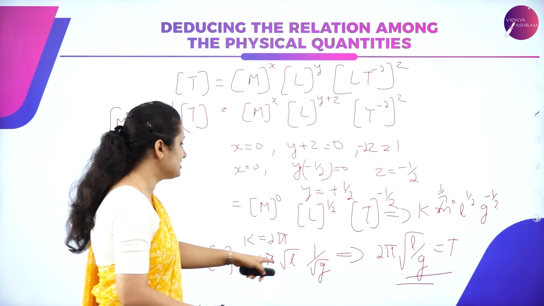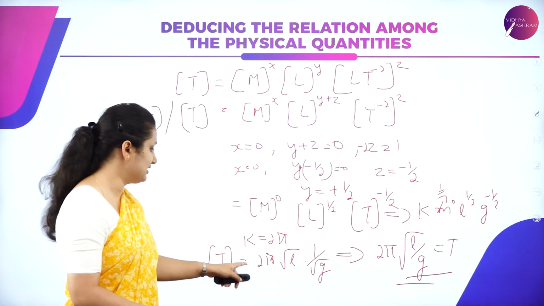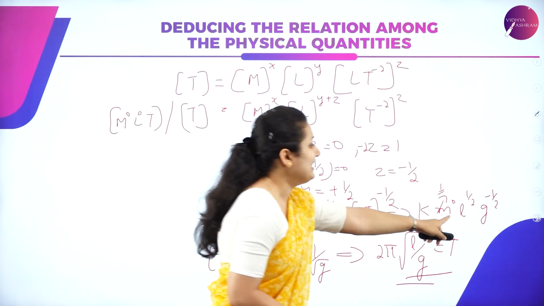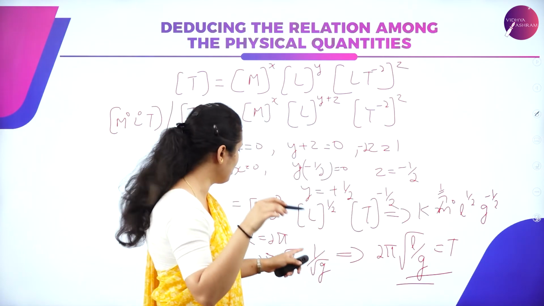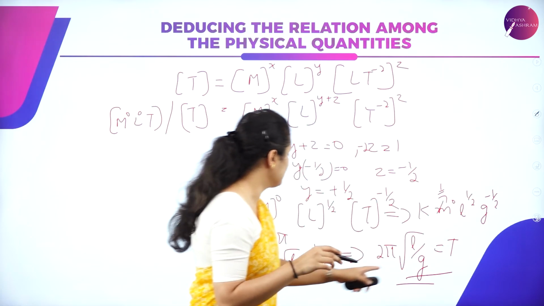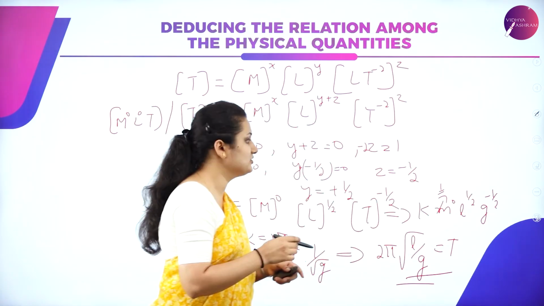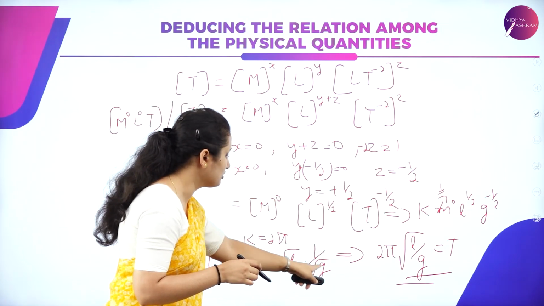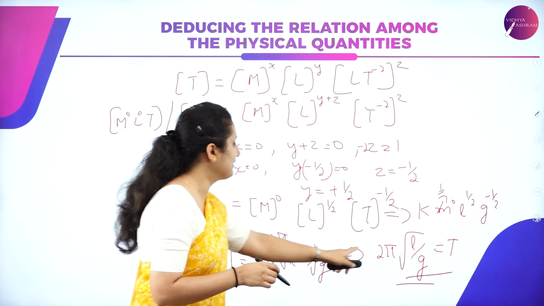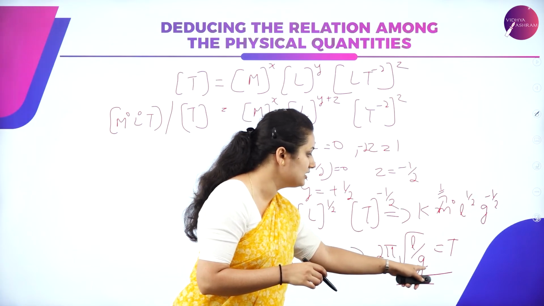So K is here a constant, which from experiment has value 2 pi, and L to the power half is nothing but square root of L. The minus sign is there, that's why it is 1 by root of G. If you have minus half, how will you write this? 1 by root G. So on the whole, I have taken root, 2 pi root L by G is equal to T.